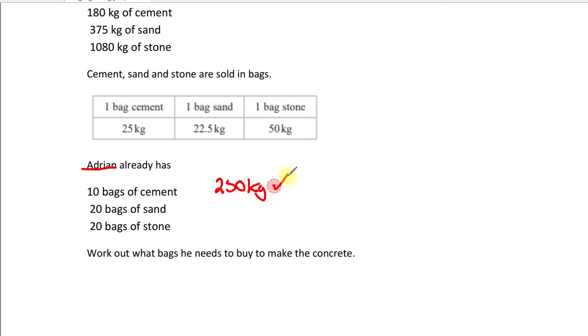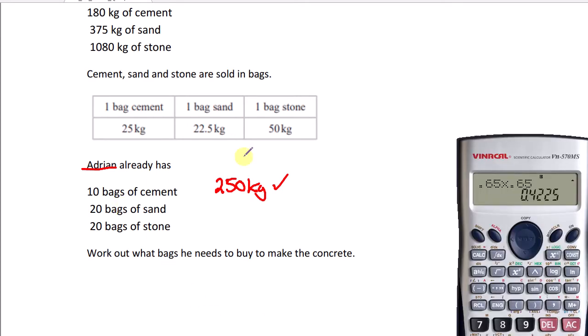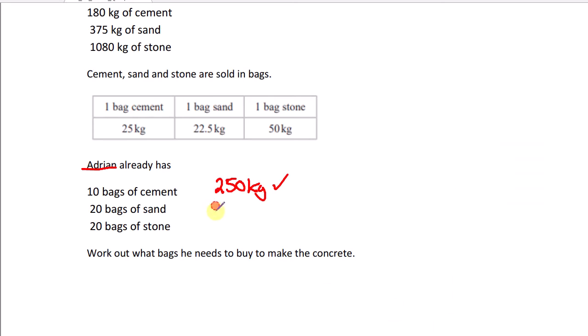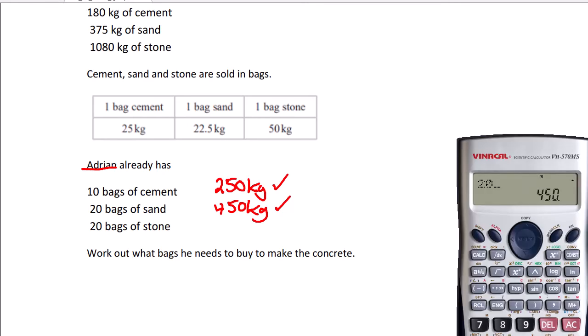250 kilograms is enough. Don't need any of that. 20 bags of sand, so 20 bags times the 22.5 kilograms, that's 450 kilograms. Has he got enough? Yeah, he needs 375, he's got extra. He's got 1 bag of stone. 1 bag of stone is 50 kilograms. 20 bags, it's going to be 1,000. So 20 times 50.